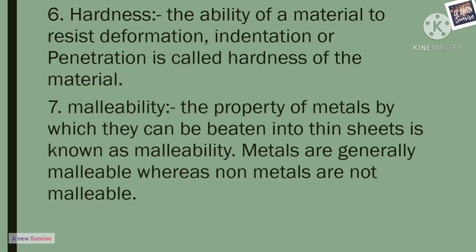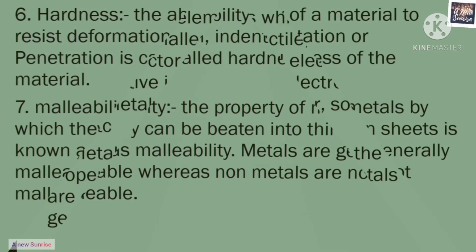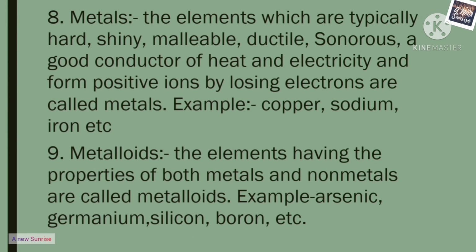Now let's go towards the seventh term, that is malleability. The property of metals by which they can be beaten into thin sheets is called malleability. Metals are generally malleable, whereas non-metals are not malleable. Now let's go towards the eighth term, that is metals. The elements which are typically hard, shiny, malleable, ductile, sonorous, good conductors of heat and electricity, and form positive ions by losing electrons are called metals. Examples of metals are copper, sodium, iron, etc.